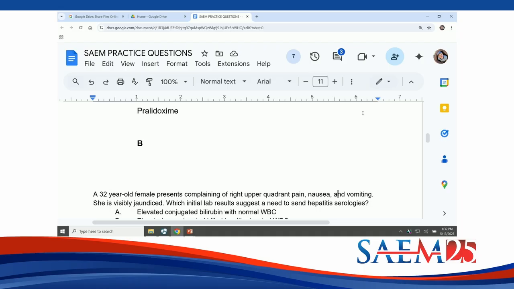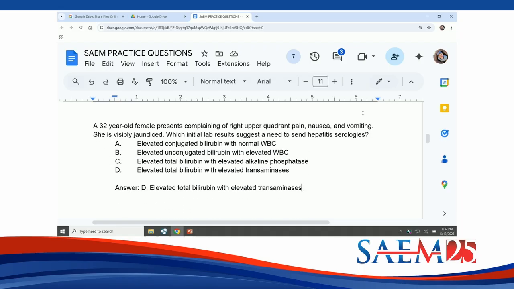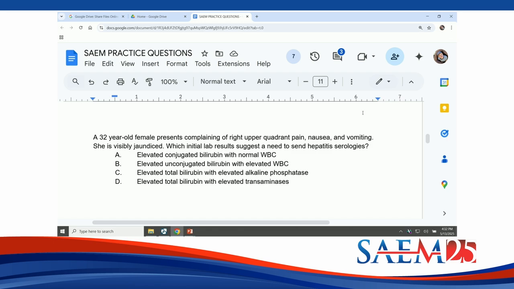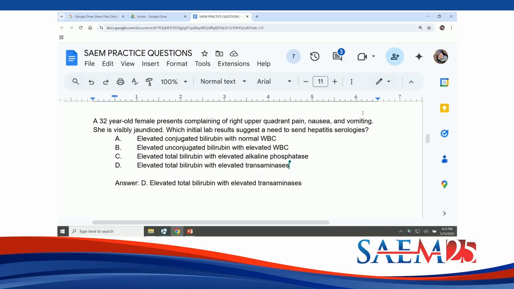Cool. All right. Here's a lovely one. Ooh. Nice brief stem. Either you know it or you don't. It is kind of a you know it or you don't, right?